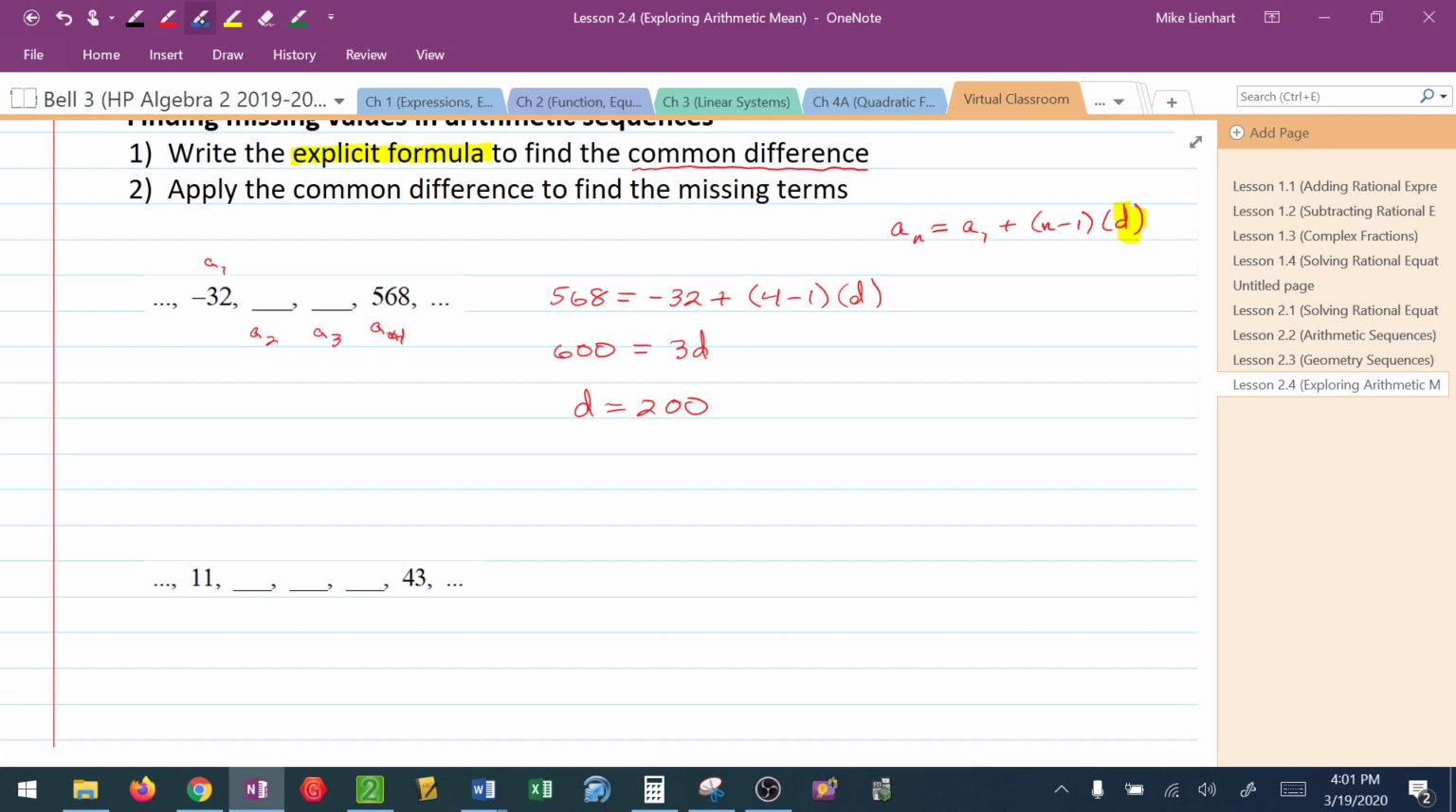Now, how does that help me? Well, I know that if I take negative 32 and add to it 200, I get the first missing term is 168. If I add 200 to that, I know the second missing term is 368. And if I add 200 to that, I get this term 568. Therefore, I know that the two missing terms are 168 and 368.